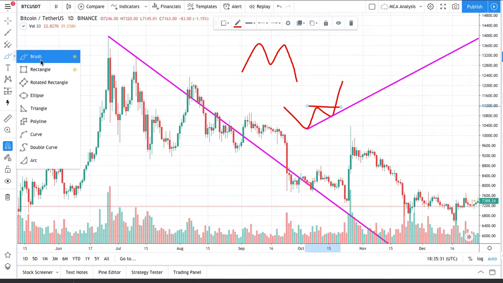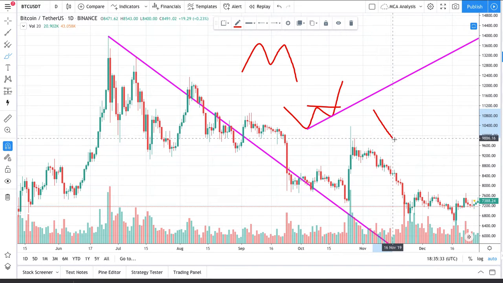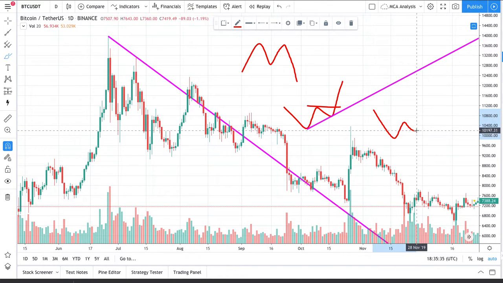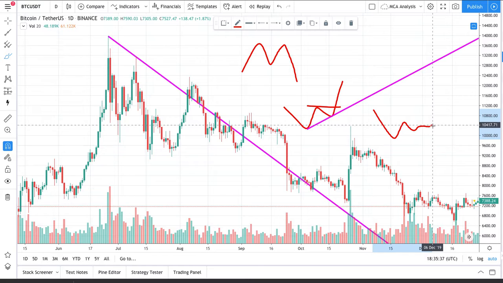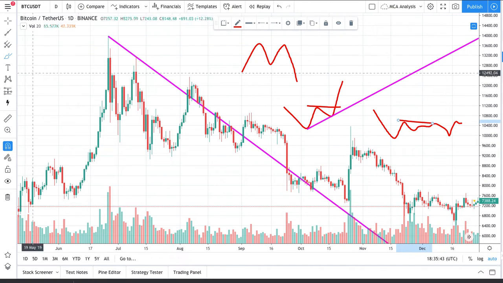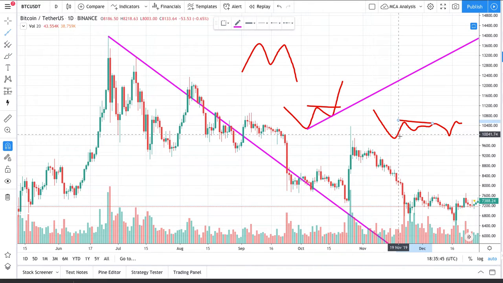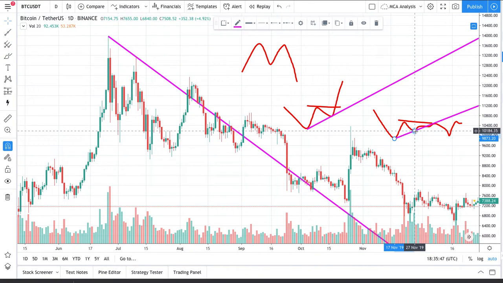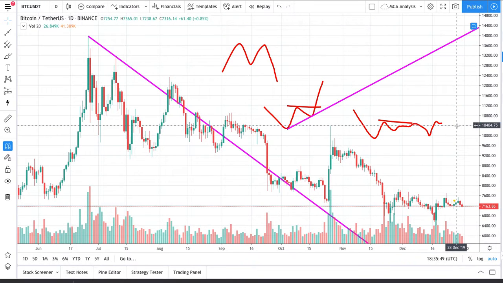However, if you have a structure like this type of W, and then it comes down or does whatever, and it doesn't break this line here, it stays below it, then this is not a correct trend line. So let's go back.